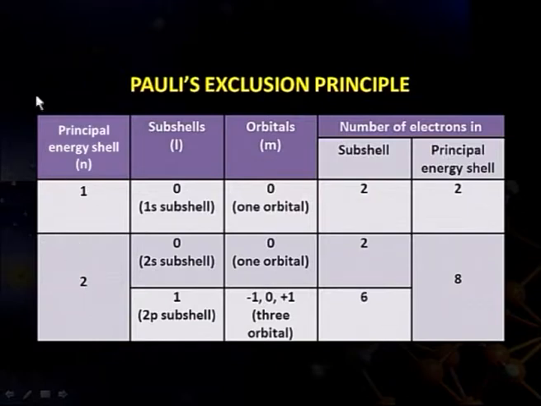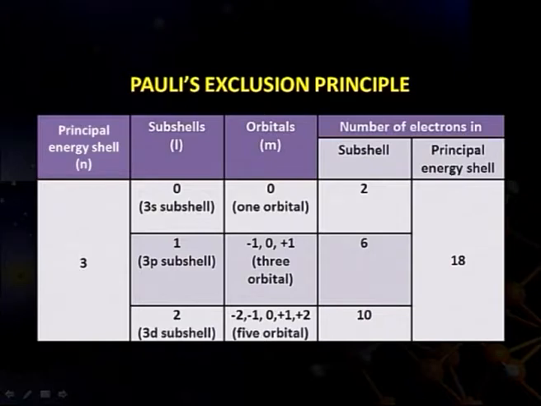But if the principal energy shell value is 2, then l is equal to 0 and 1, so it will contain the 2s subshell and 2p subshell, where the orbitals will be 1 orbital with m equal to 0, and 3 orbitals with m equal to -1, 0, +1. Thus, they can accommodate 6 electrons, and a total of 8 electrons will be accommodated if the value of the principal energy shell is 2.